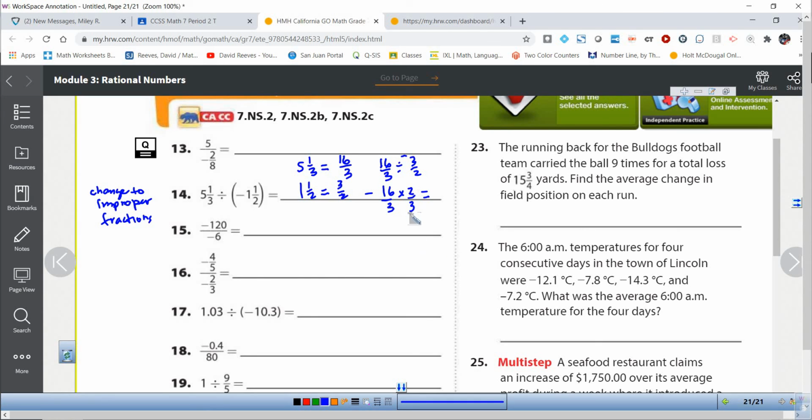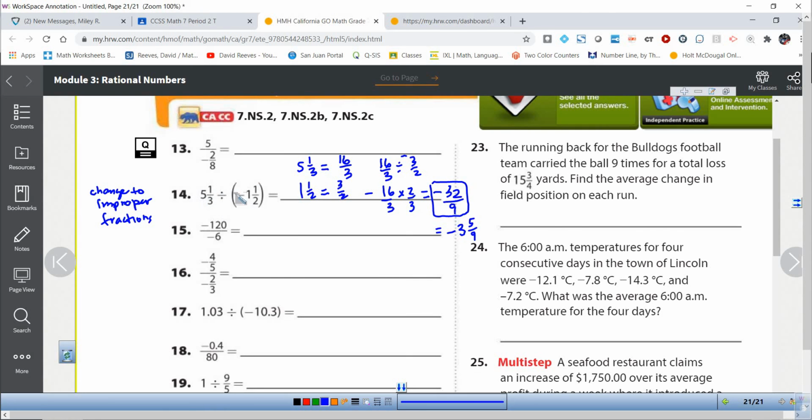All right, and I'm looking to simplify and going, darn, it would have simplified if it were this way, but it doesn't simplify this way. So negative times a positive is a negative. 16 times 2 is 32, and 3 times 3 is 9. So our answer would be negative 32/9. Now, if they wanted that answer back as a mixed number, then we'd say, okay, 9 goes into 32. Well, 9 times 3 is 27, right? So then we get 3 5/9, negative 3 5/9.